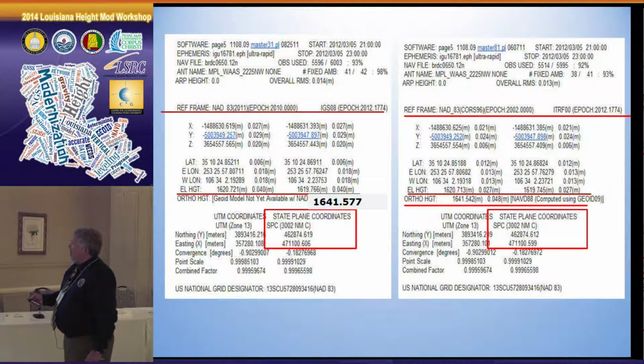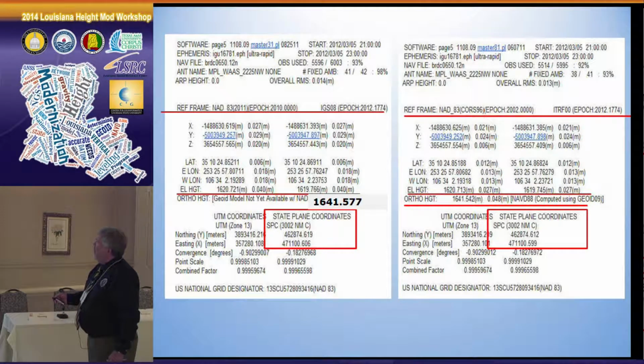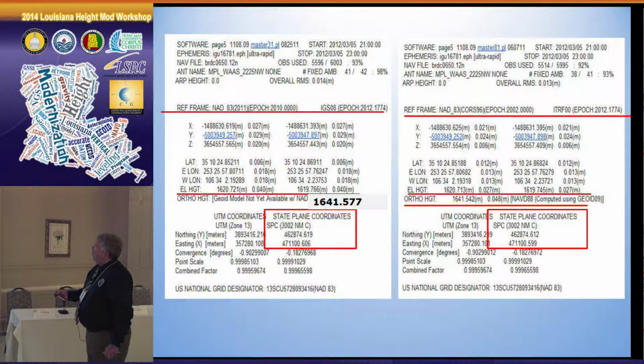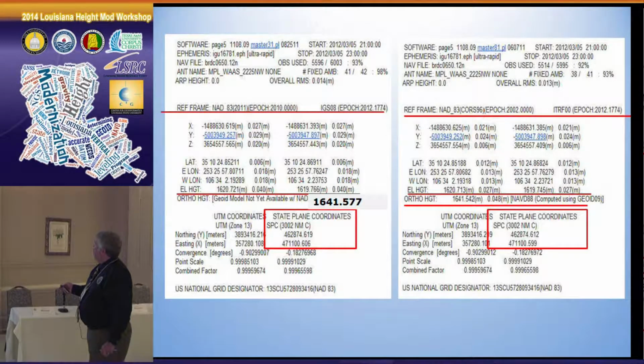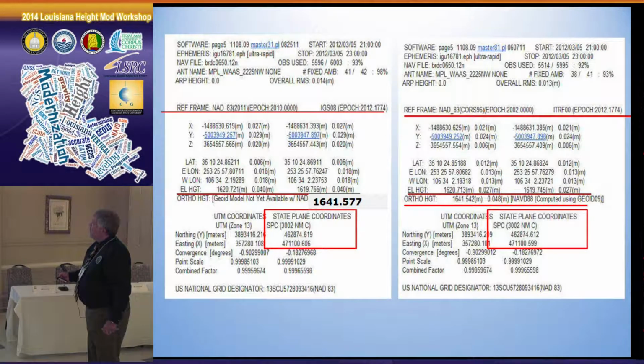NAD 83 2011 adjustment, Epoch 2010. Let's see, Pages, static, the OPUS Static adjustment, 2 hours of data, 1641.577. The reason I wrote that in there is because in this case, Geoid 12 wasn't available, and the data was done in 2012. But anyway, if you apply the ellipsoid height in the Geoid model, 12A, you would get 1641.577.